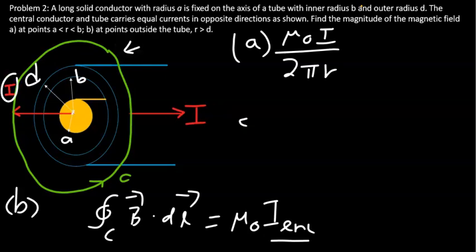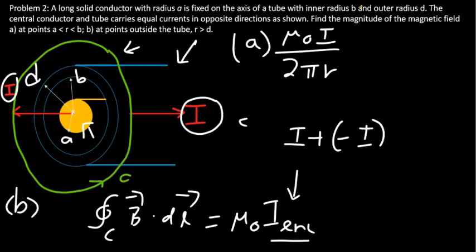One is I that belongs to the central conductor, the yellow conductor, and the other one is the current in the equal amount but in opposite direction that flows on the hollow circular tube outside. What that means is that the current enclosed by that contour is quite simply I plus minus I. So if you take this I to be positive, then this I has got to be negative, and the net current enclosed is quite simply 0.